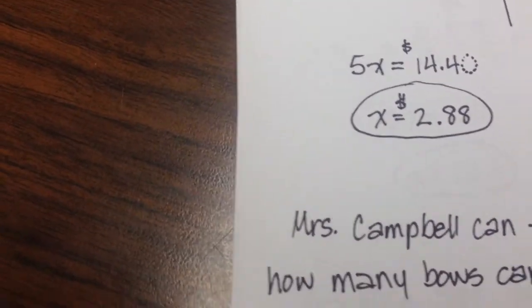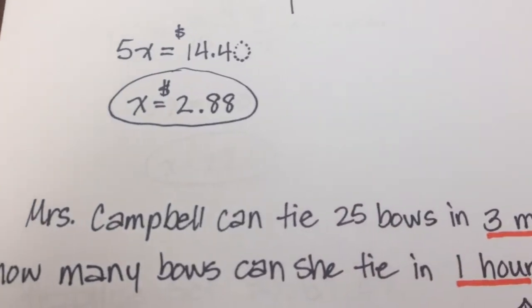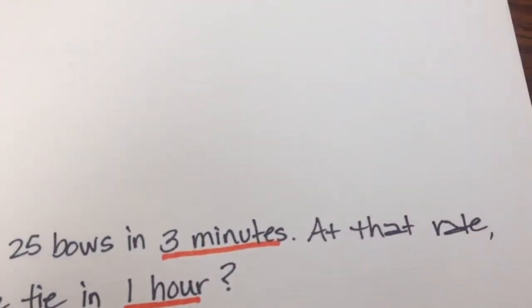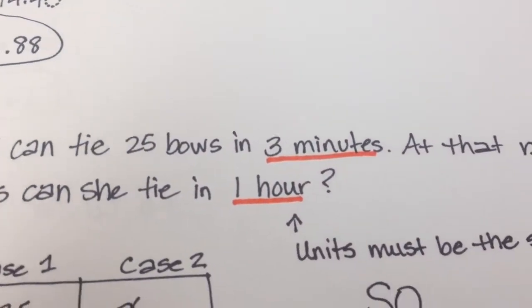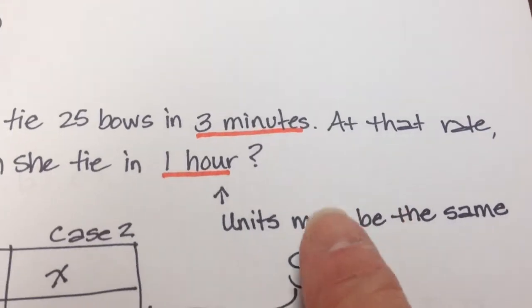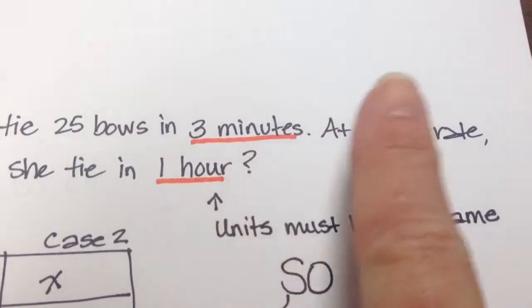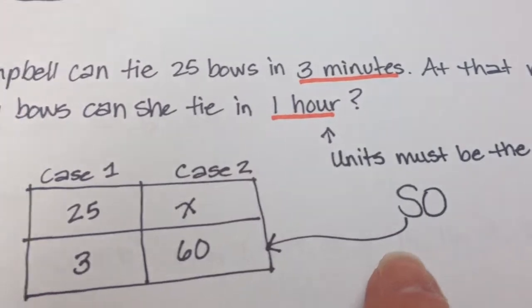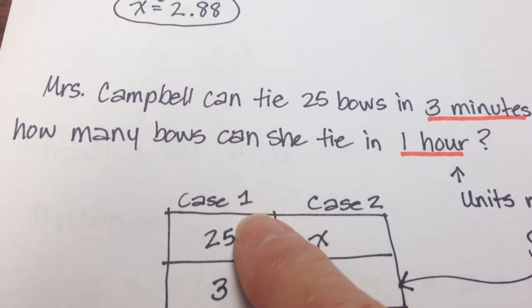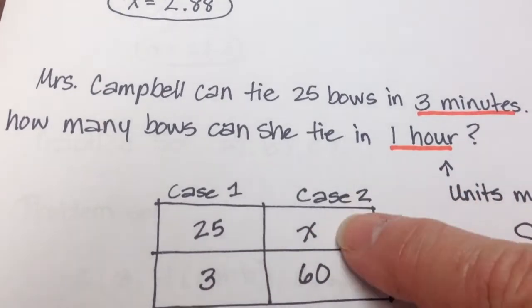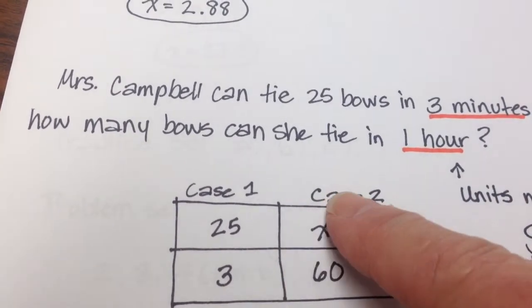This is a little bit trickier, and I'll show you why. Mrs. Campbell can tie 25 bows in 3 minutes. At that rate, how many bows can she tie in 1 hour? Uh-oh, the units must be the same. We got minutes and hours. That's not going to work. So we're going to make that hour 60 minutes. Well, that'll work. So we have 25 bows in 3 minutes. How many bows in 60 minutes?